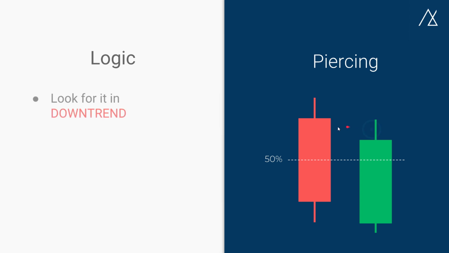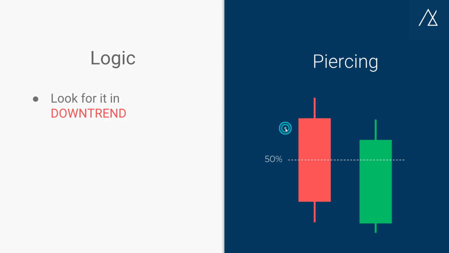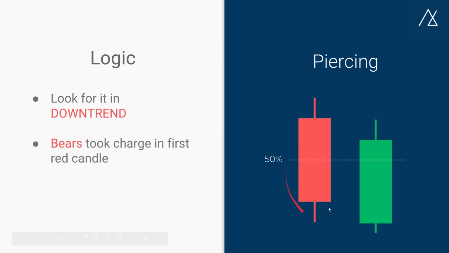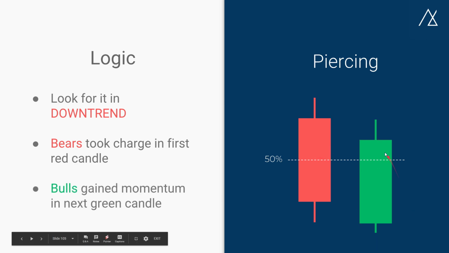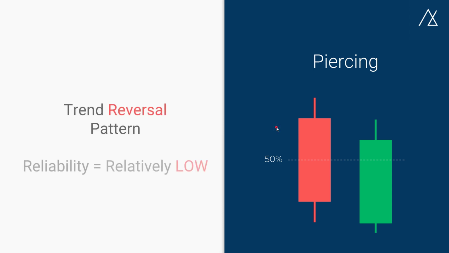Now what is the logic behind it? We have to look for this pattern in a downtrend. So there will be a downtrend like this, and a red candle will appear and the green candle will close above the 50% of the previous candle. So in the first candle the bears took charge, and in the second candle the bulls gained the momentum. Now it is a trend reversal pattern and the reliability is relatively low from my end.